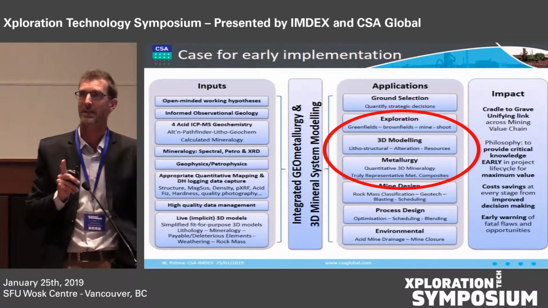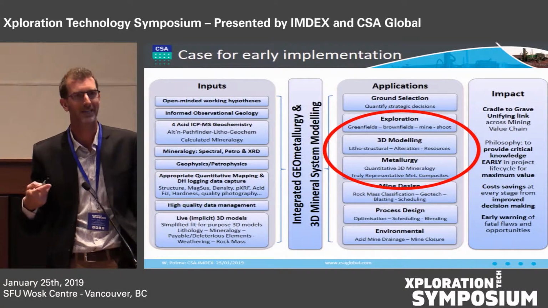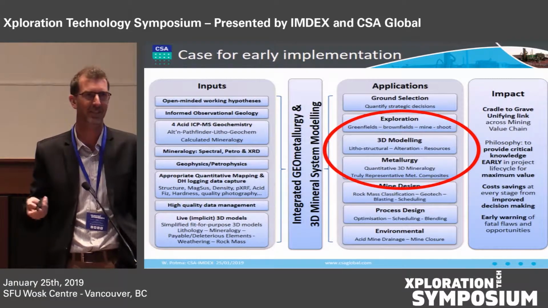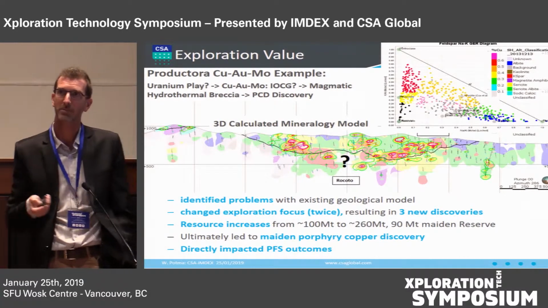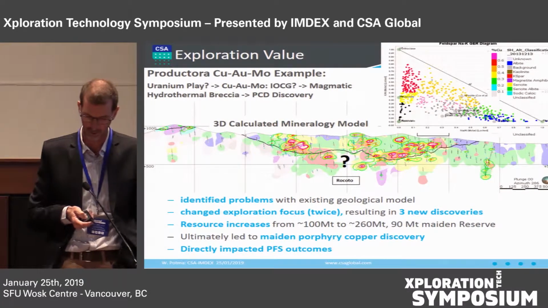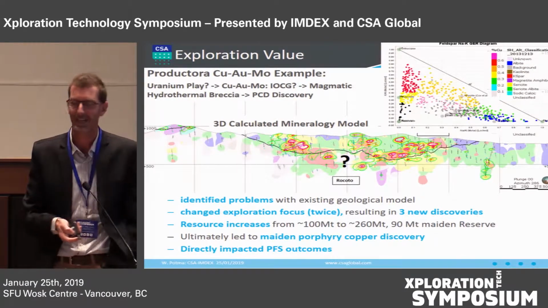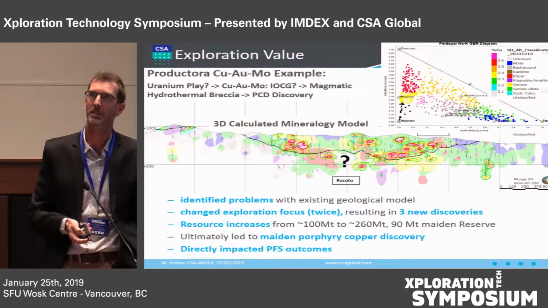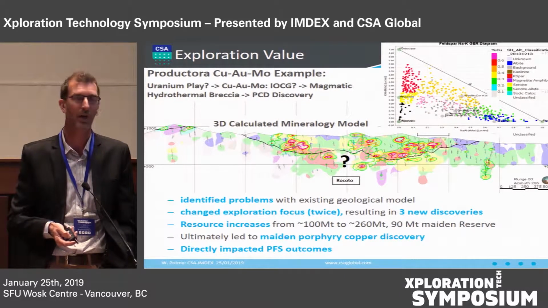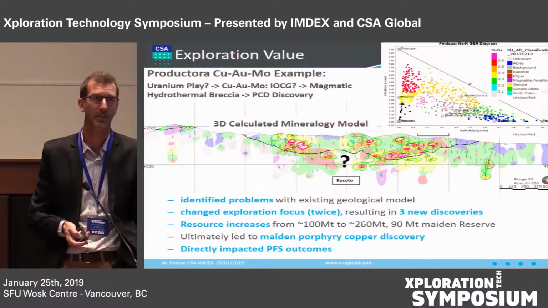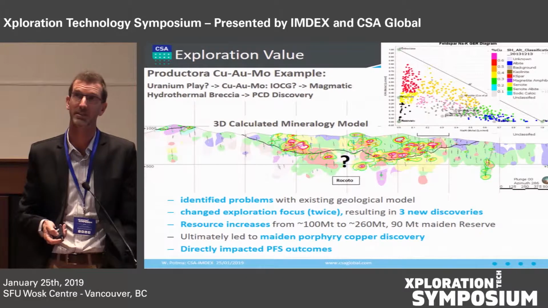I'll give a couple of case studies here. The first one is for early implementation. This is where the right data, or at least a subset of the right data, was collected very early on in the project. I was exploration manager for Hot Chili at Productora, which is a Chilean coastal range project, originally a uranium project before I joined. But they were collecting ICP-AES data. It was rapidly recognised that this was a good copper-gold-moly project, and it was thought to be a typical Chilean coastal range IOCG system.